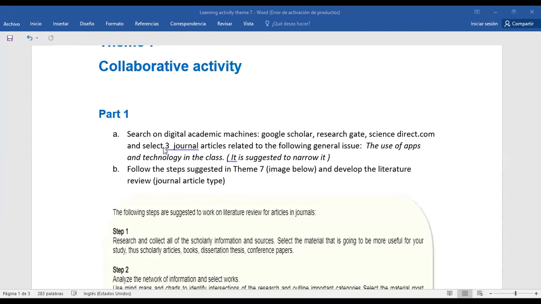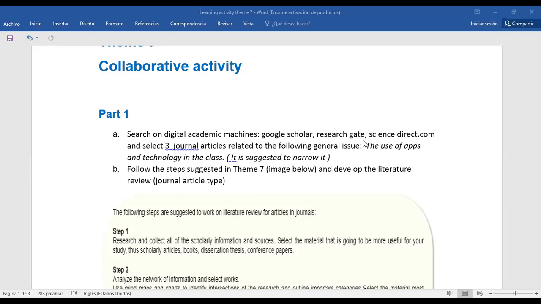So you are going to select 3 journal articles that focus on this issue. What is the issue? The use of apps and technology in the class. That is the general issue. If you find, for example, and you are interested in working about just cell phones or tablets or any technology in a specific way, you can change, you can expand, you can make it narrow. That is the idea, no? Because apps and technology is very big. We have a lot of options. That is the reason that is the general issue.